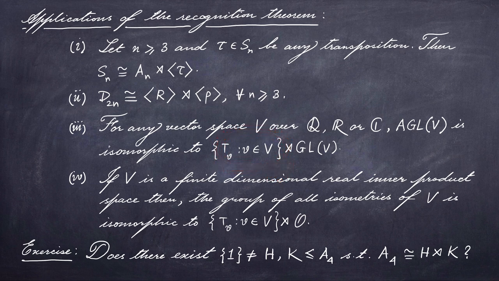Similarly, the group of all isometries we can recognize as a semi-direct product, as this semi-direct product. Here I would like to leave the following exercise to you: can I write A4 as the semi-direct product of two non-trivial subgroups of A4, namely H and K?